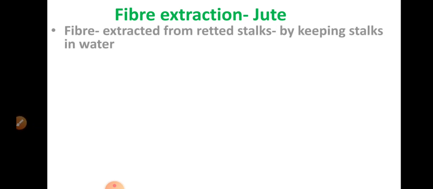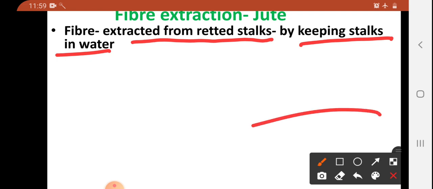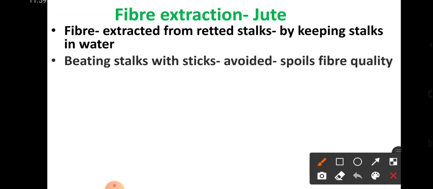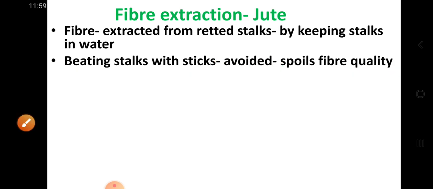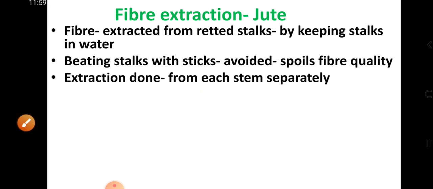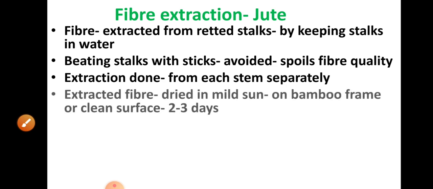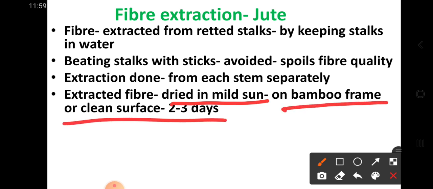Now here you can see the fiber extraction procedure. Fiber is extracted from retted stalks by keeping the stalks in water. Beating stalks with sticks is avoided for jute fiber extraction because it spoils fiber quality. After that, fiber extraction is done from each individual stem separately with the help of hand. Extracted fibers are dried in mild sun on bamboo frames or on a clean surface for at least 2 to 3 days.